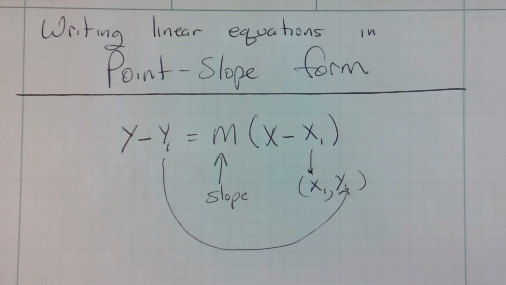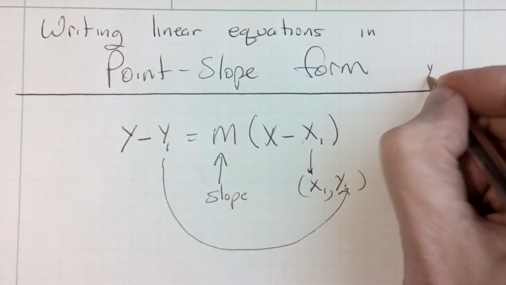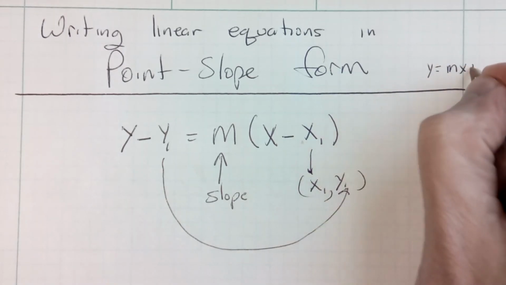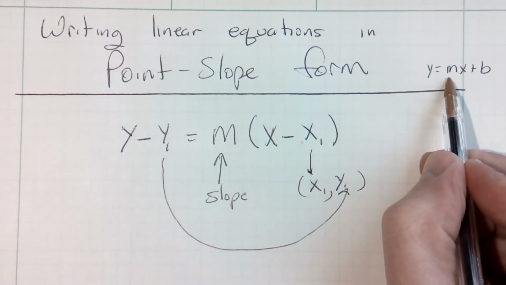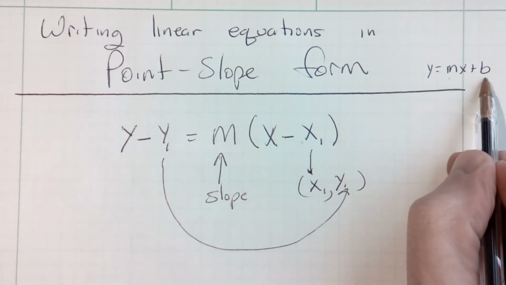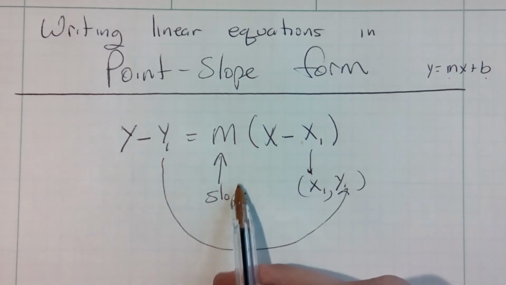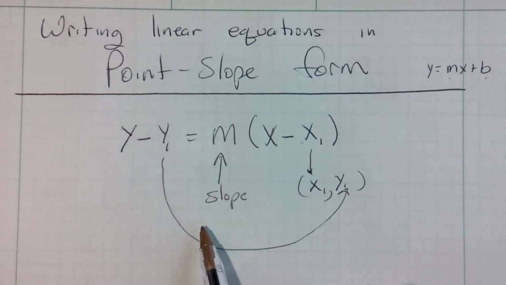Good afternoon. Today we're going to learn to write linear equations in point-slope form rather than slope-intercept form. Just remember, slope-intercept form, the way we have been taught to write it so far, is written as y equals mx plus b, where m is the slope and b is the y-intercept. But we want to be able to write it easier without knowing a y-intercept.